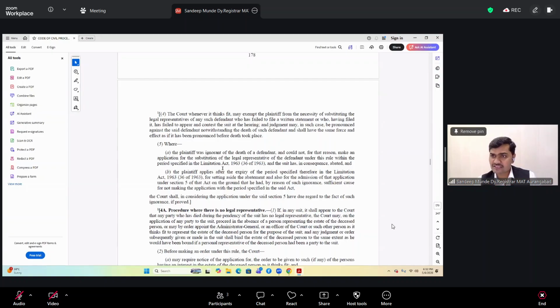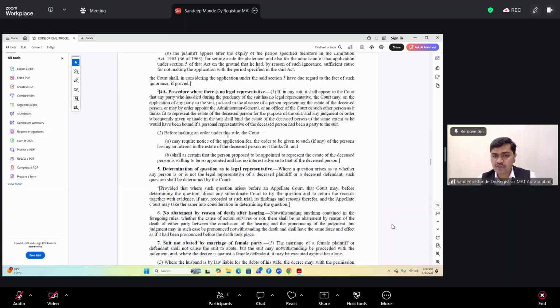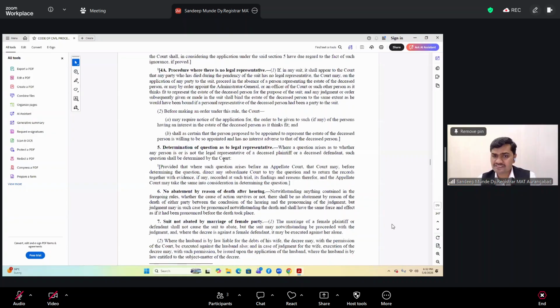It is also under this order that a duty has been cast upon the advocate to communicate before the court, giving intimation that his client has died. So the opposite party can take the steps, or is required to take the steps, as per the order. But when there is no legal representative, then the court will take care. The court will appoint somebody else to proceed with the matter. If there is a question about who the legal representatives are, that is also given under Section 5.